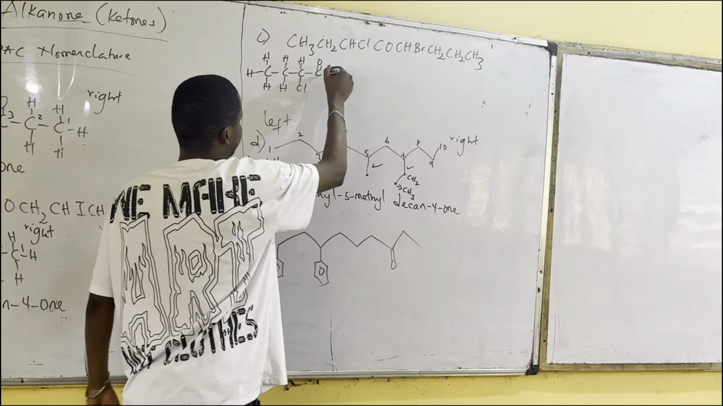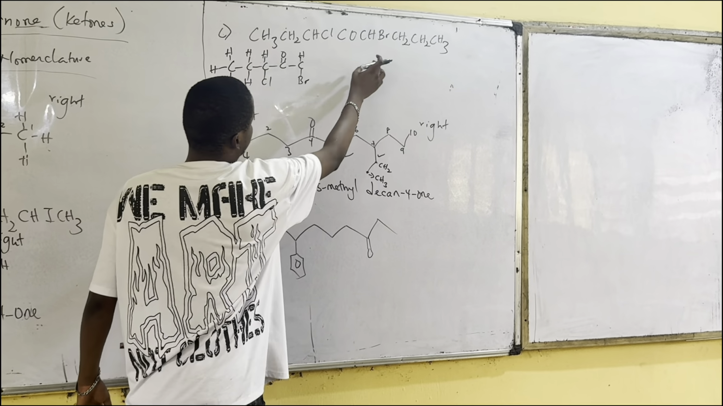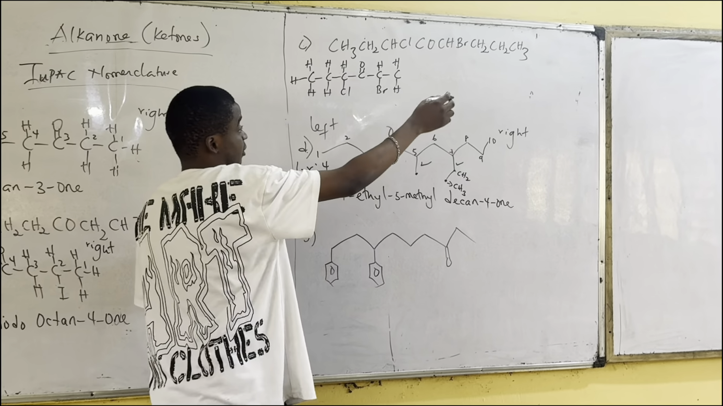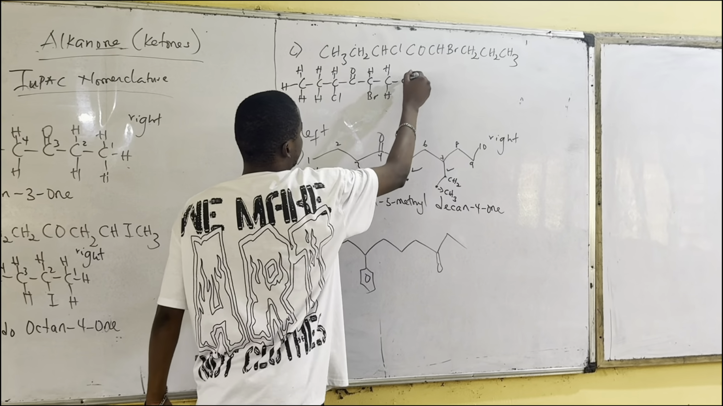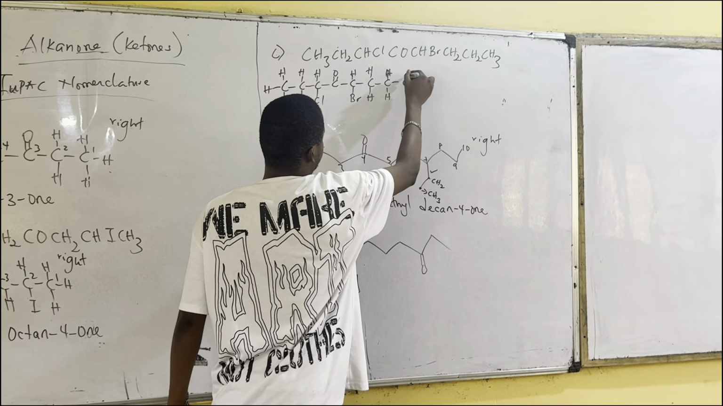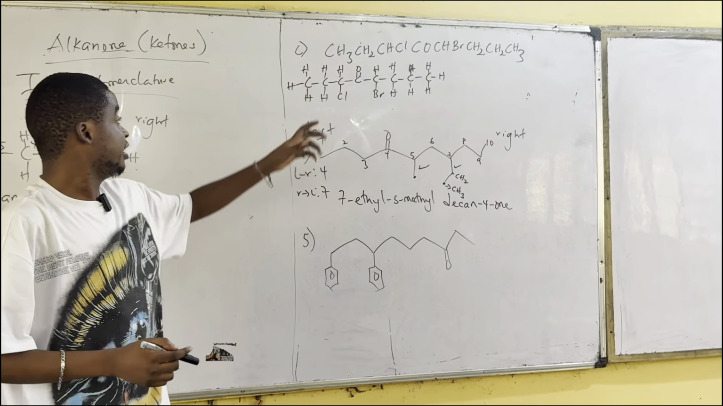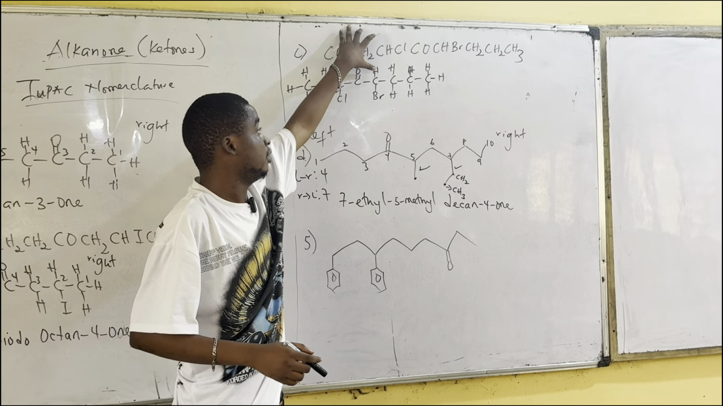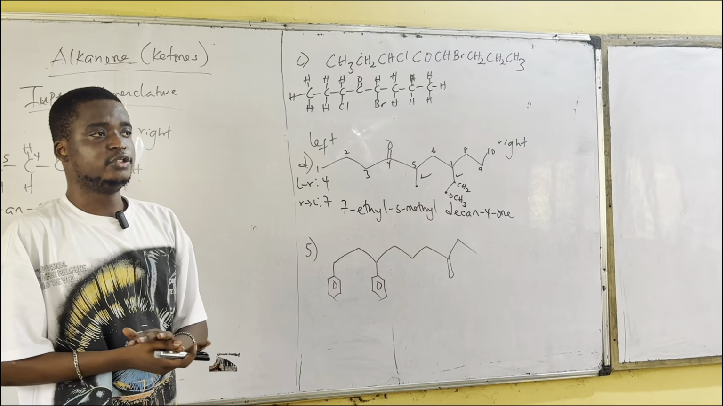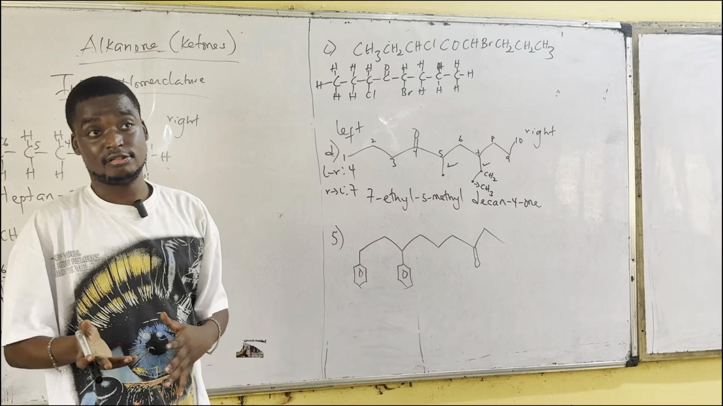The next group CHBr. The next group CH2. The next group CH2. And the next group, which is the last group, CH3. So this is the straight chain, the official form of this condensed structure. So the rule remains the same. The carbon must be given the least possible number, either from left to right or right to left.